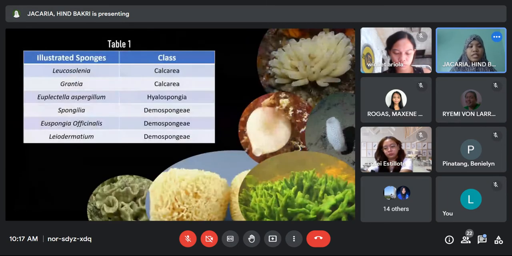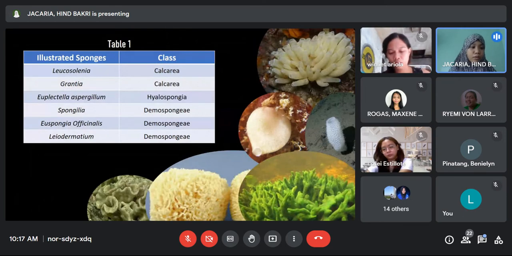So to answer table 1, both Leucosolenia and Grantia are Calcarea, and only Euplectella aspergillum is Hyalospongia, and the rest, Spongilla, Spongia officinalis, and Leodermatium, are Demospongiae.